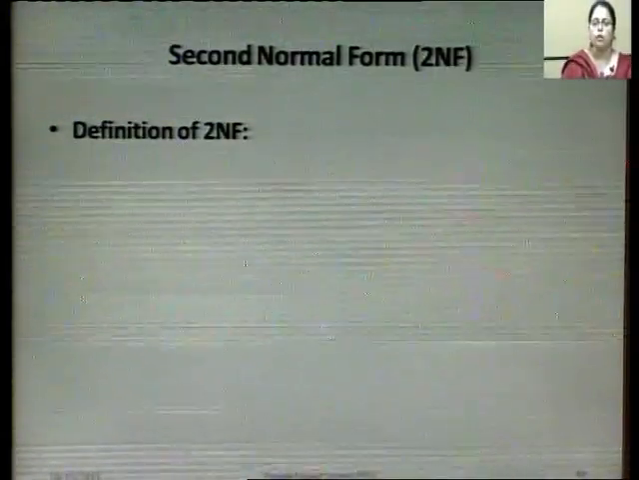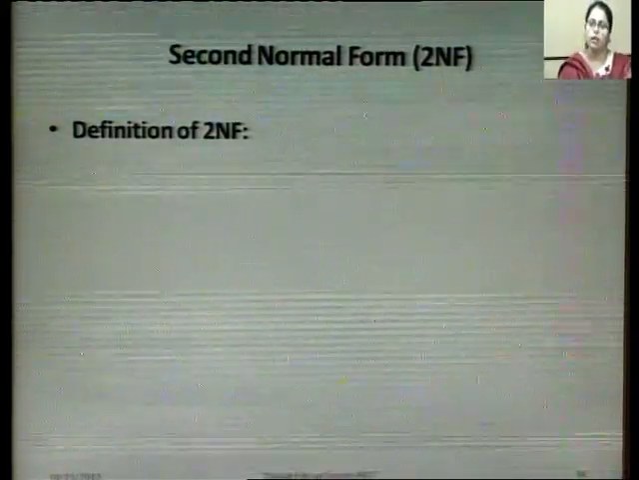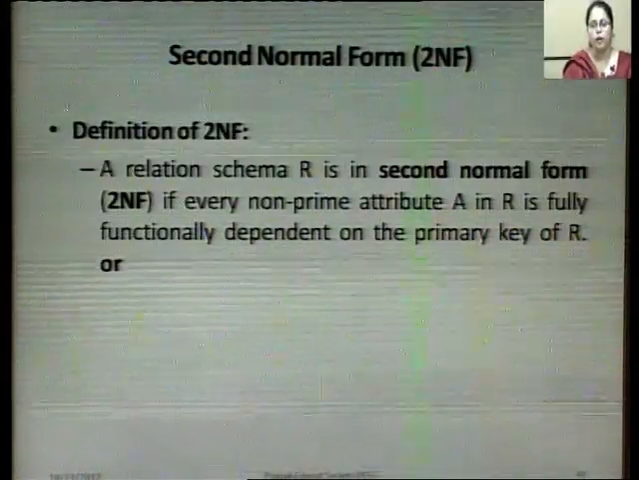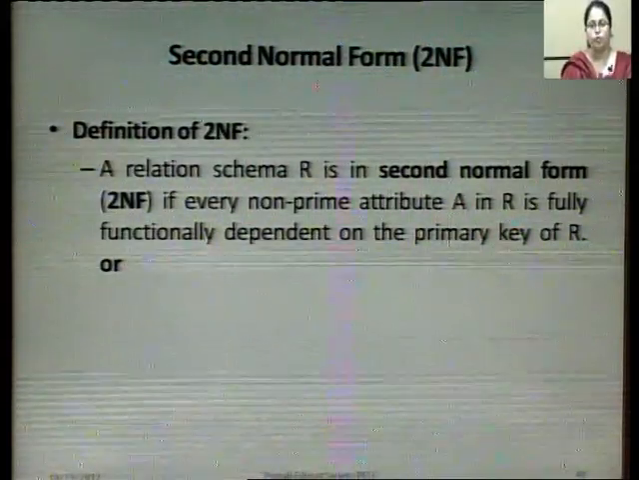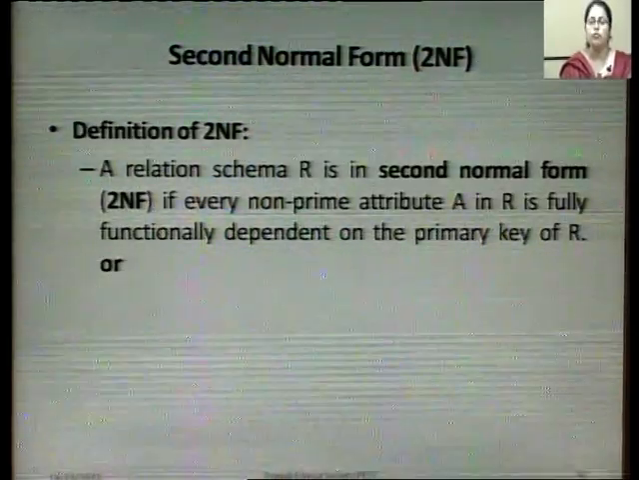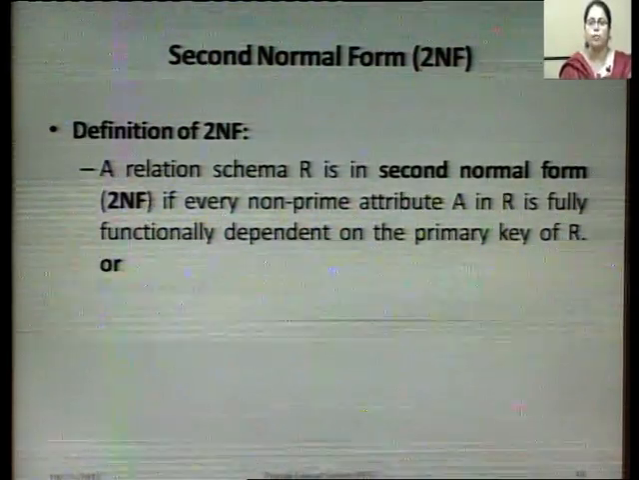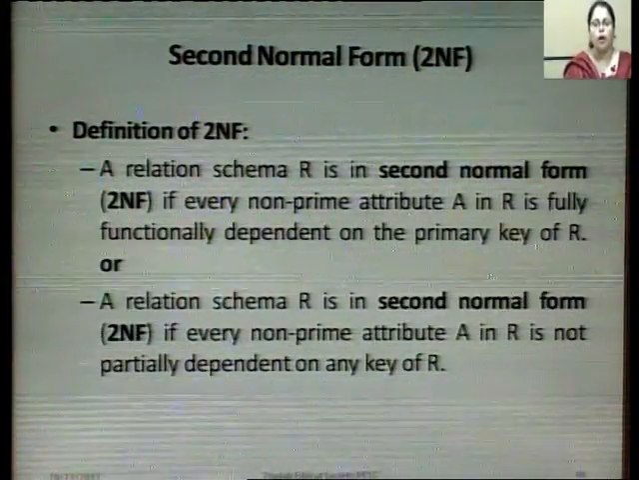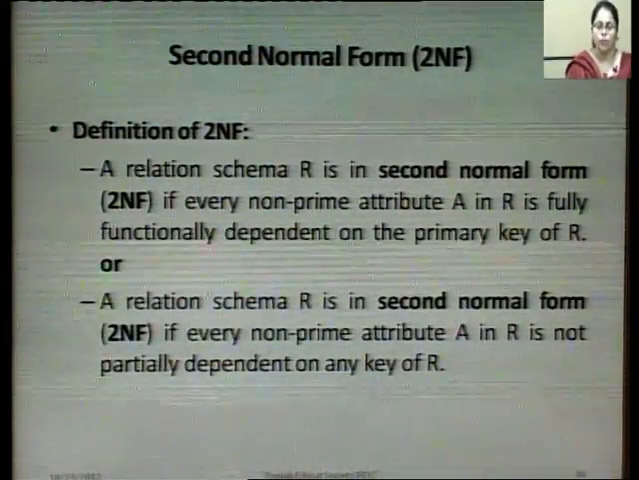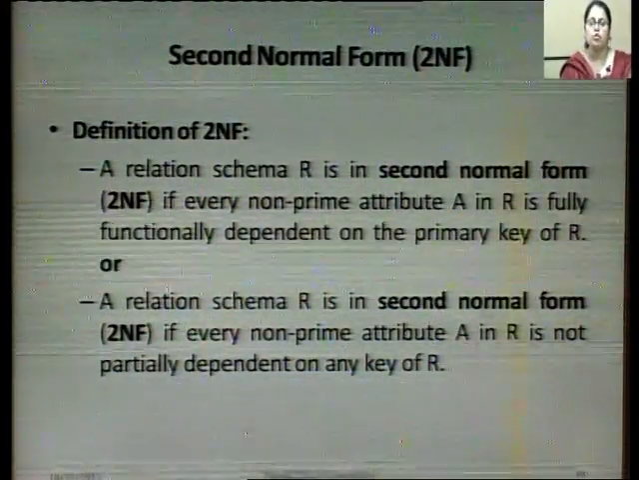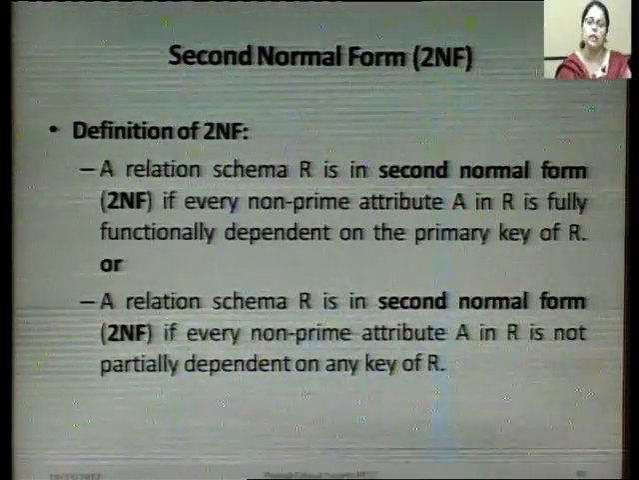So now we can formally define the second normal form. A relation schema R is in second normal form if every non-prime attribute A in R is fully functionally dependent on the primary key of R, or a relation schema R is in second normal form if every non-prime attribute A in R is not partially dependent on any key of R.